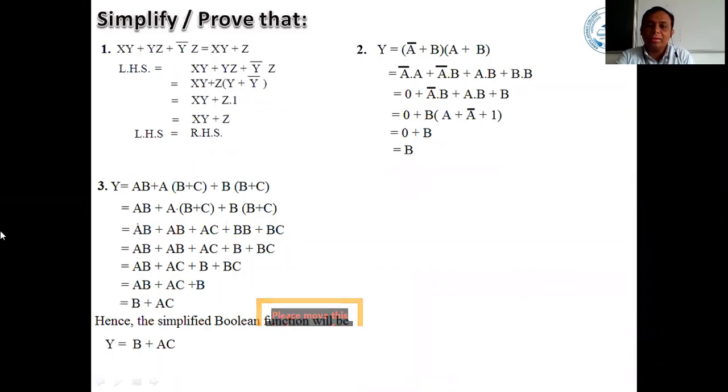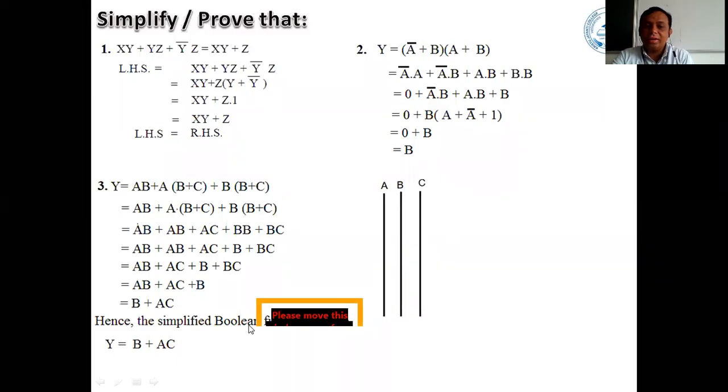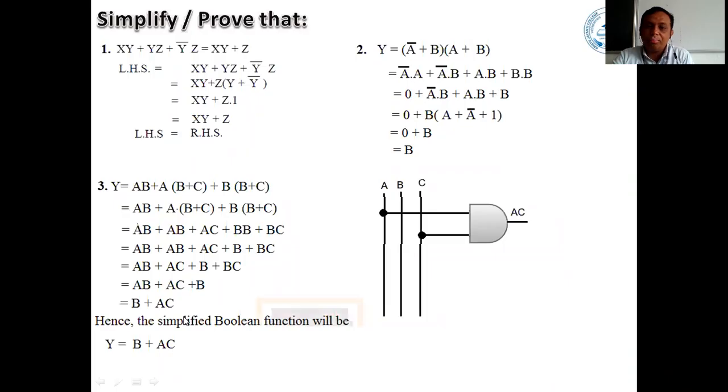So how are we going to construct that? I'll write A as my first input, B as my second input, and C as my third input. If there was one more input, I'd draw one more line and call it D. Now I'll try to get A dot C. The gate for AC is an AND gate. I'll take one input from A, another from C, AND them together and get the output AC.